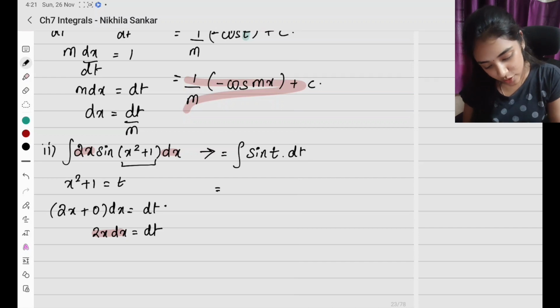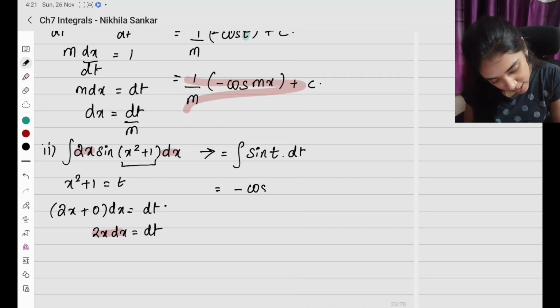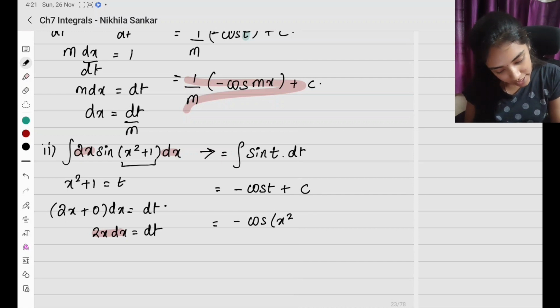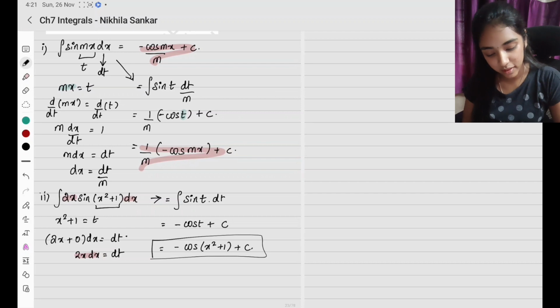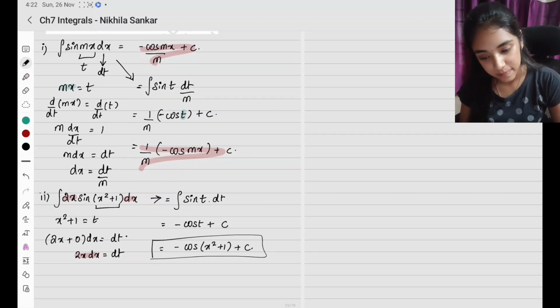Simple. So this is going to be sin ஓட integral is minus cos t plus c. இப்போ t க்கு திரும்ப resubstitute. So minus cos of x square plus 1 plus c. So this is my answer. வளவளன்னு வேற பெருசா எதுவுமே பண்ண வேண்டாம். So this is going to be my answer. Okay?